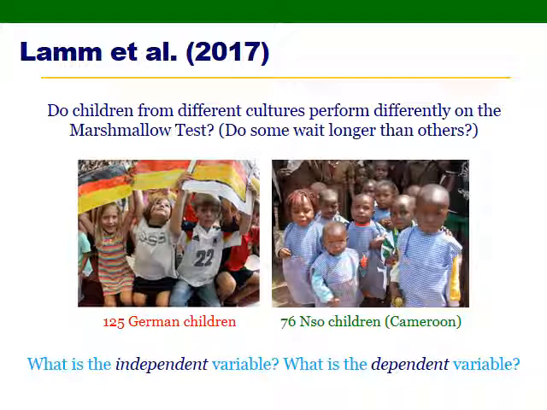The dependent variable in this study is going to be how long in minutes each child was able to wait before eating the marshmallow. So what we're going to end up with here are 2 means. On average, how long did German children wait before eating the marshmallow? On average, how long did Nso children wait before eating the marshmallow? We'll perform an independent t-test, and we will learn whether or not these two groups of children were different in terms of how long they waited. In other words, was one group able to wait significantly longer than the other group?